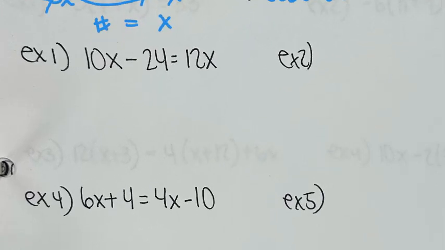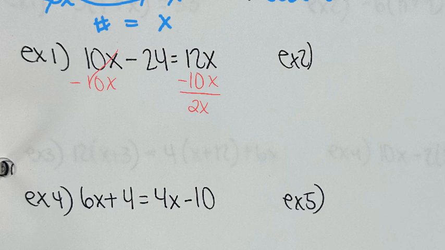Okay, let's look at example 1. On the left side, I have x's and numbers. On the right side, I have x's. Therefore, I need to move these x's over here. So my song is -10x, cross out, what's my answer? These are like terms. We've been combining like terms for several days. 12 x's minus 10 x's would make 2 x's.